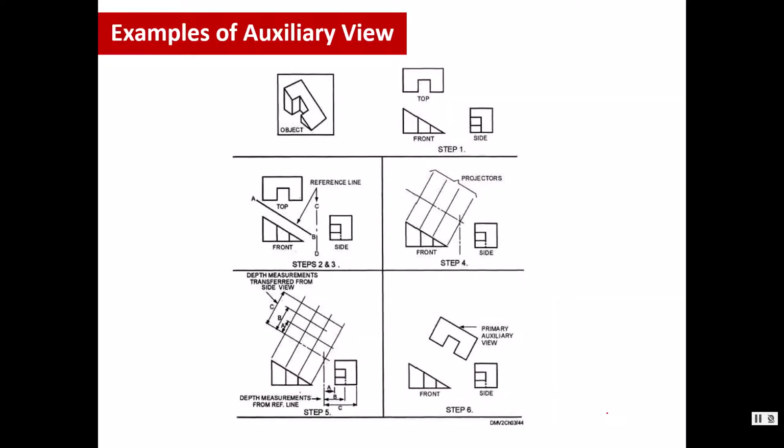Okay, so these are some example of the auxiliary view. If the object is like this, we need to get the true size of this plane, which cannot be obtained by the six principal view. So how to do it? This is the way to do it. So at the end, we are going to get this.